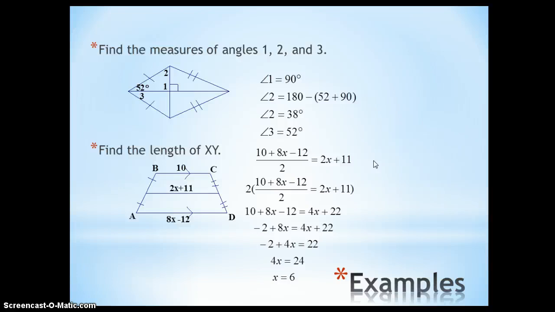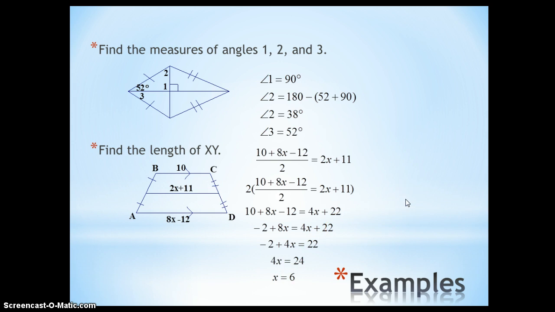Now we just need to solve the equation. Let's get rid of the fraction by multiplying the entire equation by 2. So we get 10 plus 8x minus 12 equals 4x plus 22. Each of these were multiplied by 2. Combine like terms, so we get negative 2 plus 8x equals 4x plus 22. Get variables to the same side, so negative 2 plus 4x equals 22. Cancel the constant, 4x is 24, and cancel the coefficient, x is going to be 6.